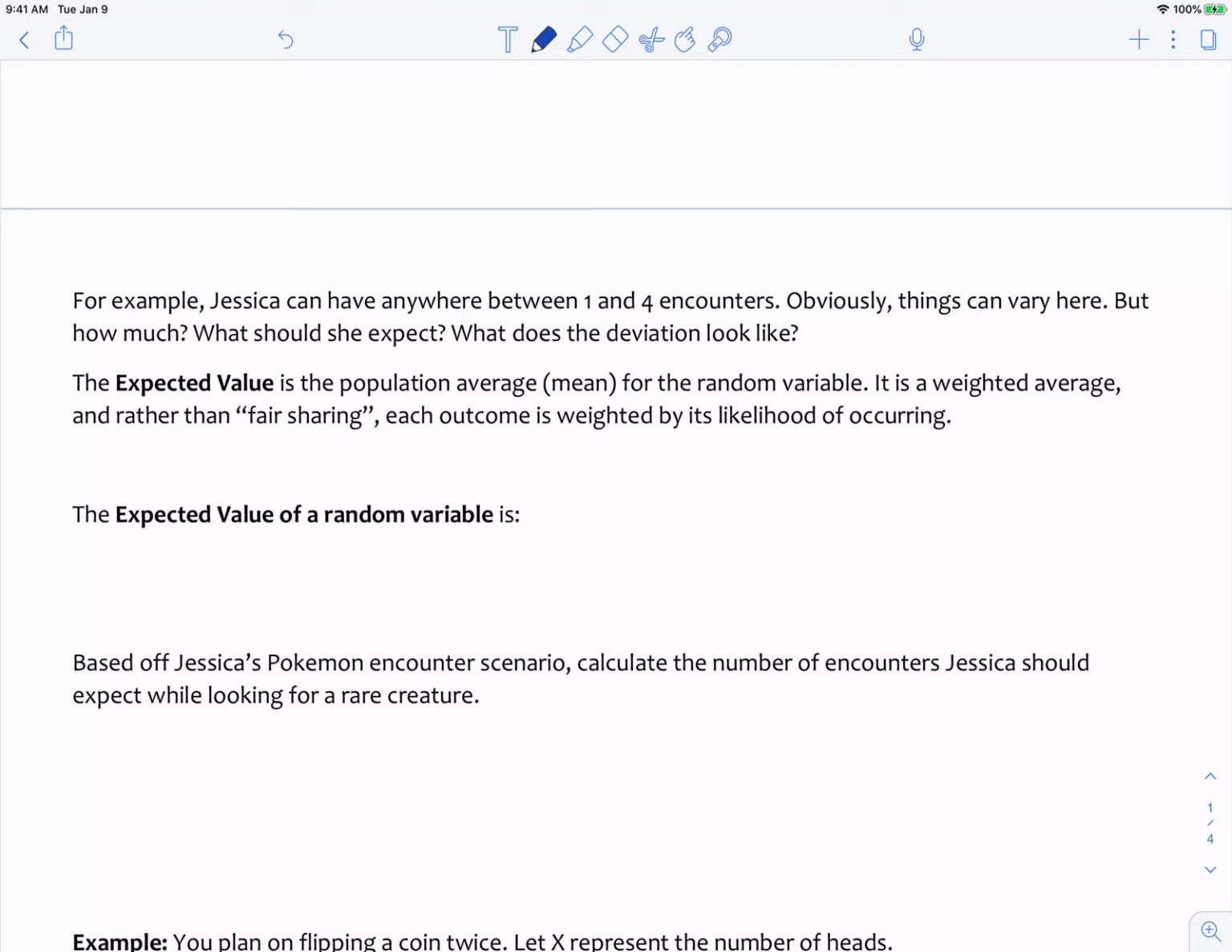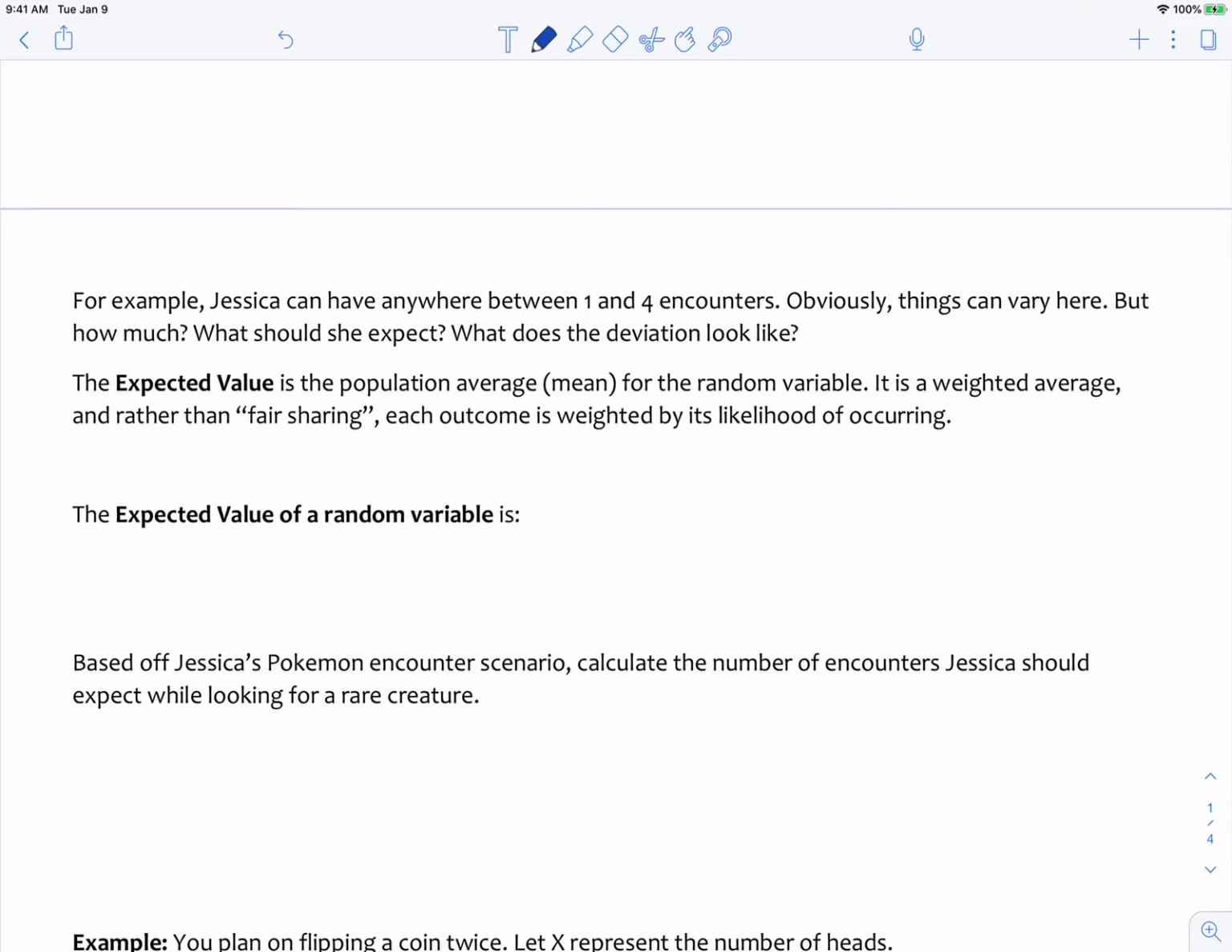things are going to vary here, but how much should they be varying? What should she expect, and what kind of standard deviation or deviation from that expectation will there be? Okay, and so when we're talking about discrete random variables, discrete meaning just we're doing counts, so 1, 2, 3, 4. So when we talk about what values X can take, we're talking about whole numbers. And so the expected value of the random variable is going to be the population average for that distribution.